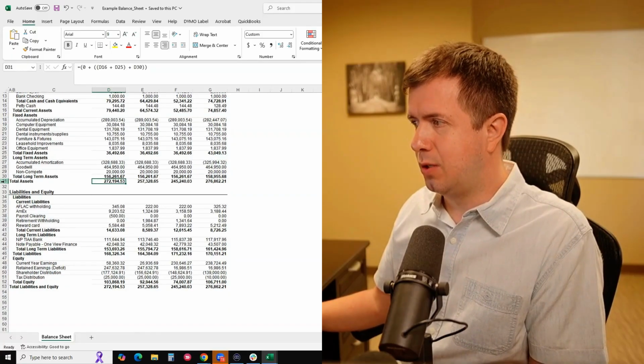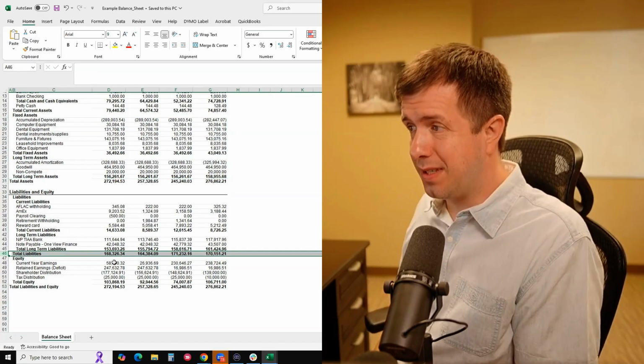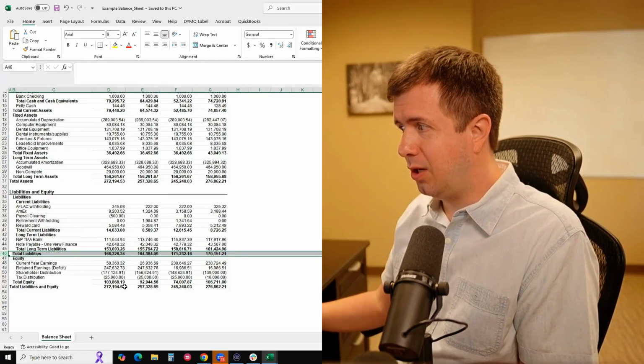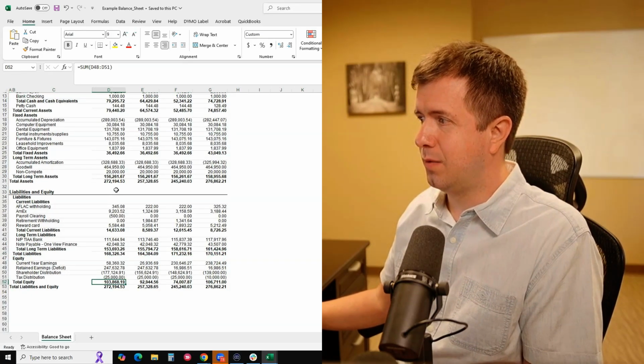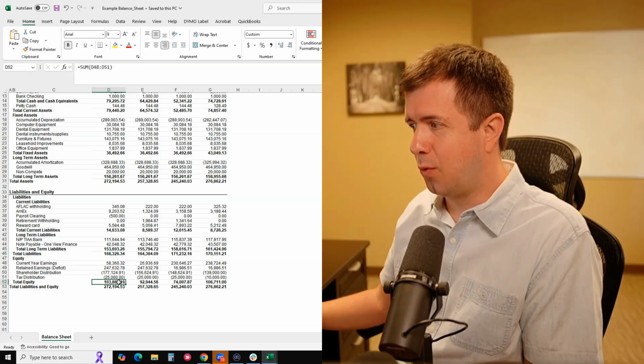And so this is what you own. The other thing on the balance sheet is what you owe, which is your total liabilities. And the net of those two, how much you own minus how much you owe, is your equity. So if you look here, $272,000 minus $168,000 is $104,000.